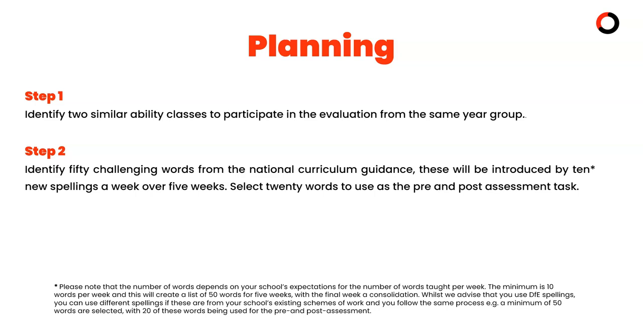Please note that the number of words depends on your school's expectations for the number of words taught per week. The minimum is 10, and this will create a list of 50 words over the 5 weeks, with the final week being a consolidation. Whilst we advise that you use the DFE spellings, you can use different spellings if these are from your school's existing schemes of work and you follow the same process. E.g., a minimum of 50 words are selected, with 20 of these words used for the pre- and post-assessment.